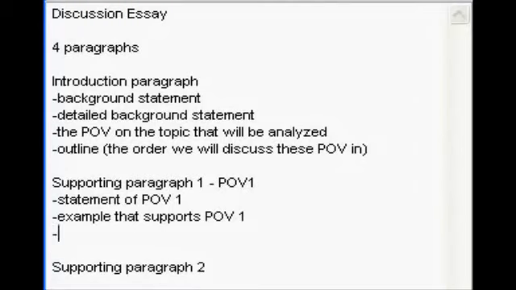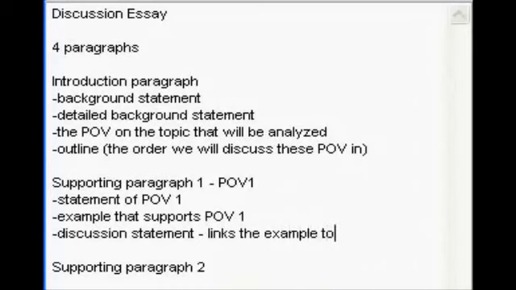Now, following this example, we give a discussion statement. The discussion statement links the example to the point of view. So for example, we might say something along the lines of, as this example shows, McDonald's is a very impressive restaurant. Depending on what our example is, maybe we're talking about how good the food is or how clean the restaurant is.